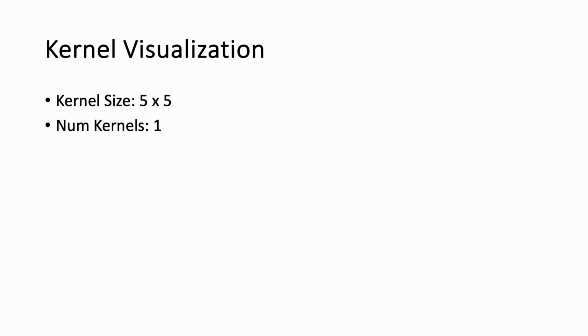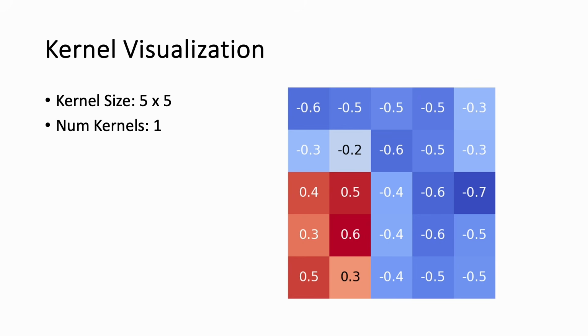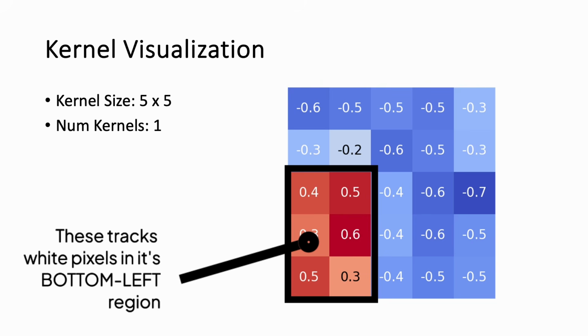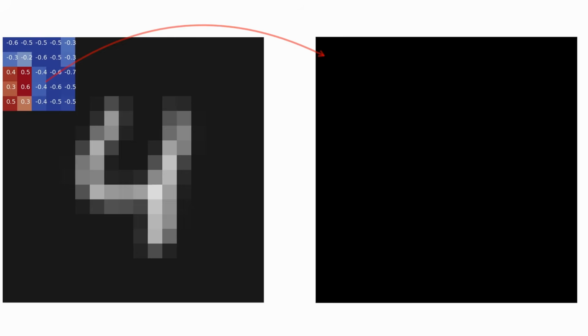So the first one I trained was just a simple single layered convolution layer with kernel size 5 cross 5 and just a single kernel. So it is extremely limited at what it can do. So here is the kernel it learned. The red pixels are the positive values and the blue pixels are negative values. An arrangement like this means that this kernel will have the maximum overlap when it finds pixels to its bottom left region. Let's see what feature map this kernel generates on the number 4.